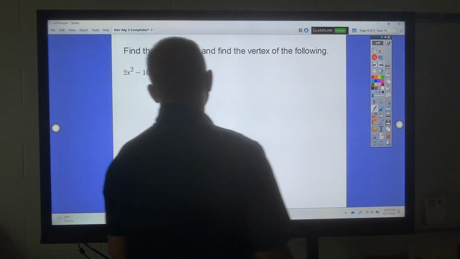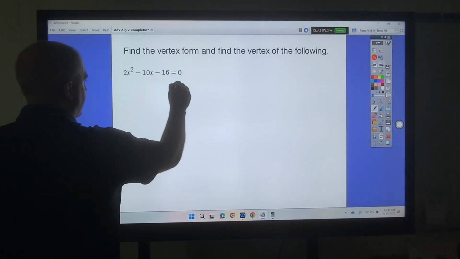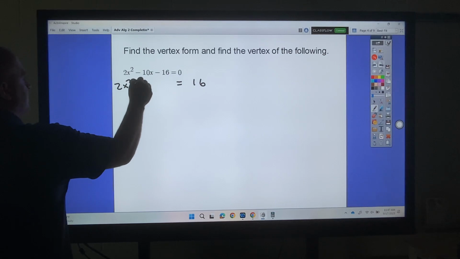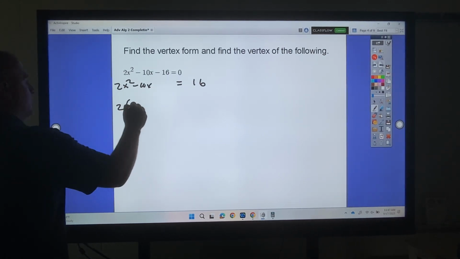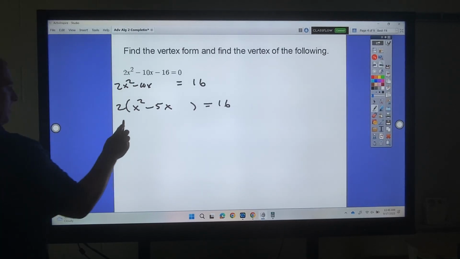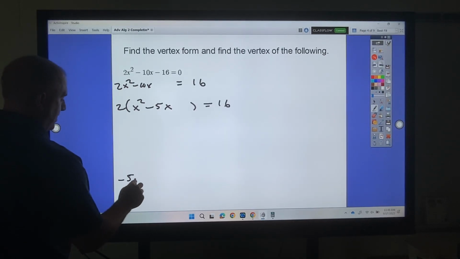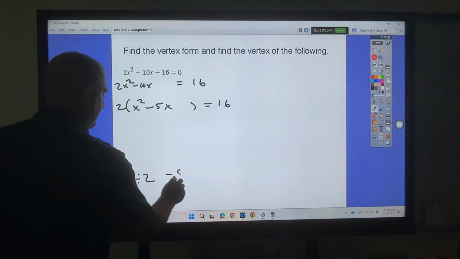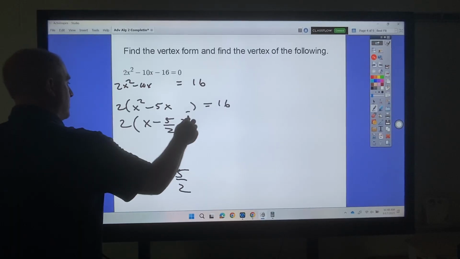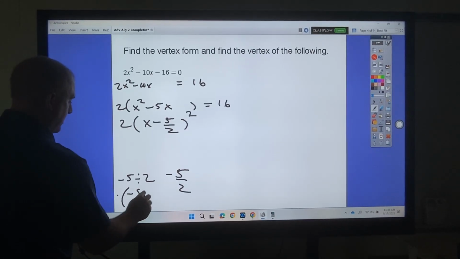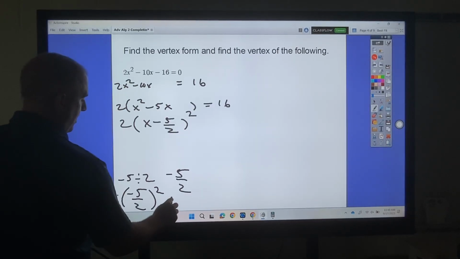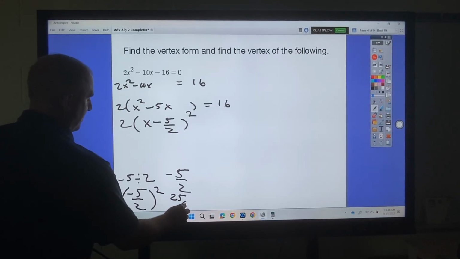Let's do one more. Let's say I have this one. I want to move that negative 16, so I got 16 over here. I got 2x squared minus 10x. I want to take out the 2. Then I'm going to do negative 5 divided by 2, which is negative 5 halves. So that's x minus 5 halves. Now I want to square it. Simple rule when you square: that's going to be positive 25 over 4.